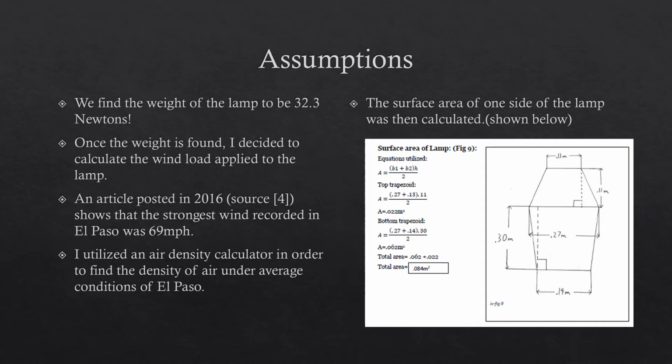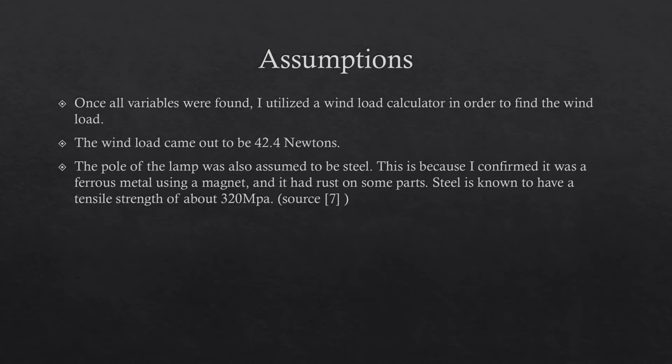Once the weight was found, I decided to calculate the wind load applied to the lamp. An article posted in 2016 shows that the strongest wind recorded in El Paso was 69 miles per hour. I then utilized an air density calculator in order to find the density under average conditions of El Paso. Once that was done, the surface area of one side of the lamp was calculated, which is shown below. Once all three variables were found, I utilized the wind load calculator in order to find the wind load. The wind load came out to be 42.4 newtons.